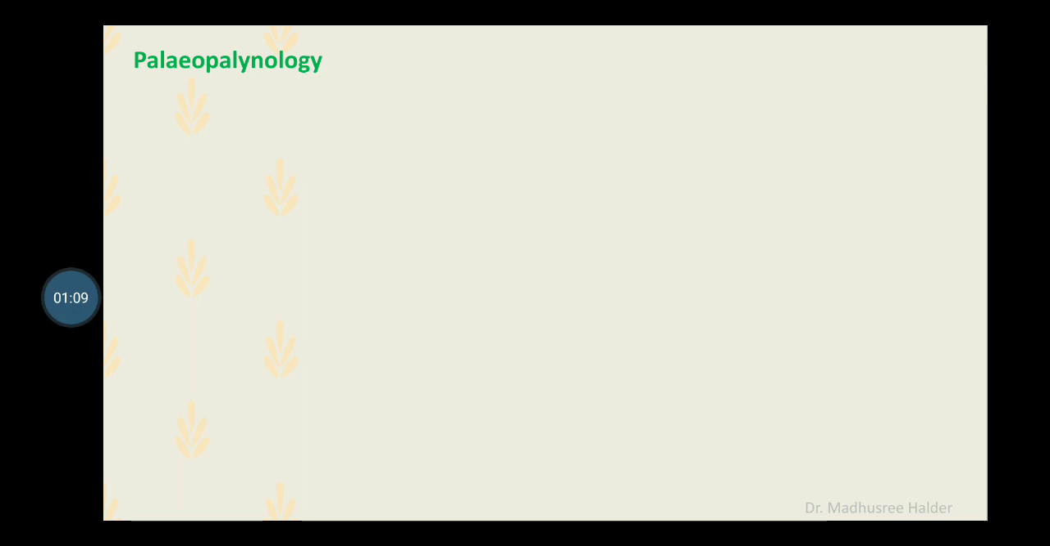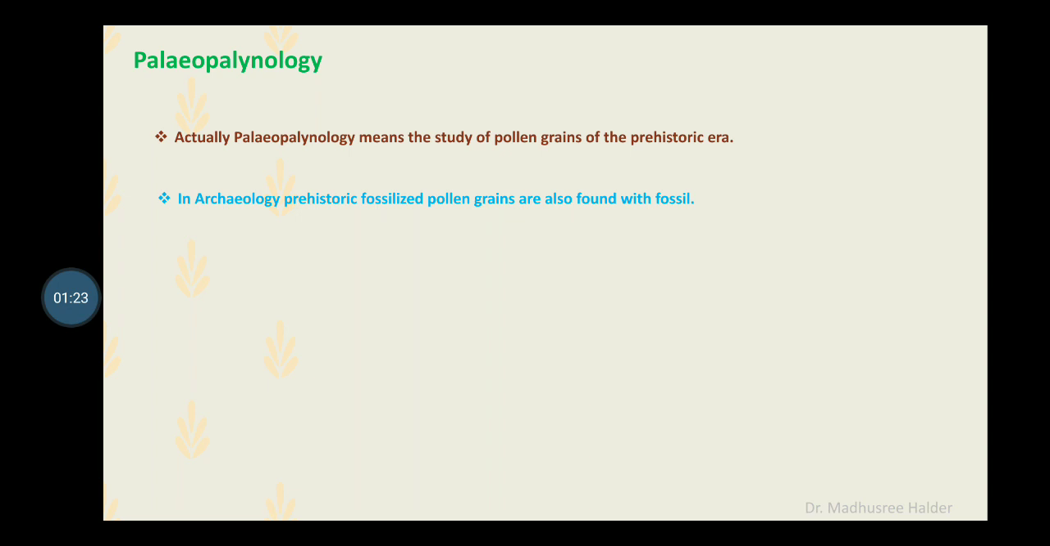It is very clear from its name that it is a study of fossil pollens. Palaeopalynology means study of the pollen grains of the prehistoric era. In archaeology, prehistoric fossilized pollen grains are also found with the fossil. So when a plant is fossilized, it is very obvious that if it is a seed plant, their pollen grains are also fossilized with it.